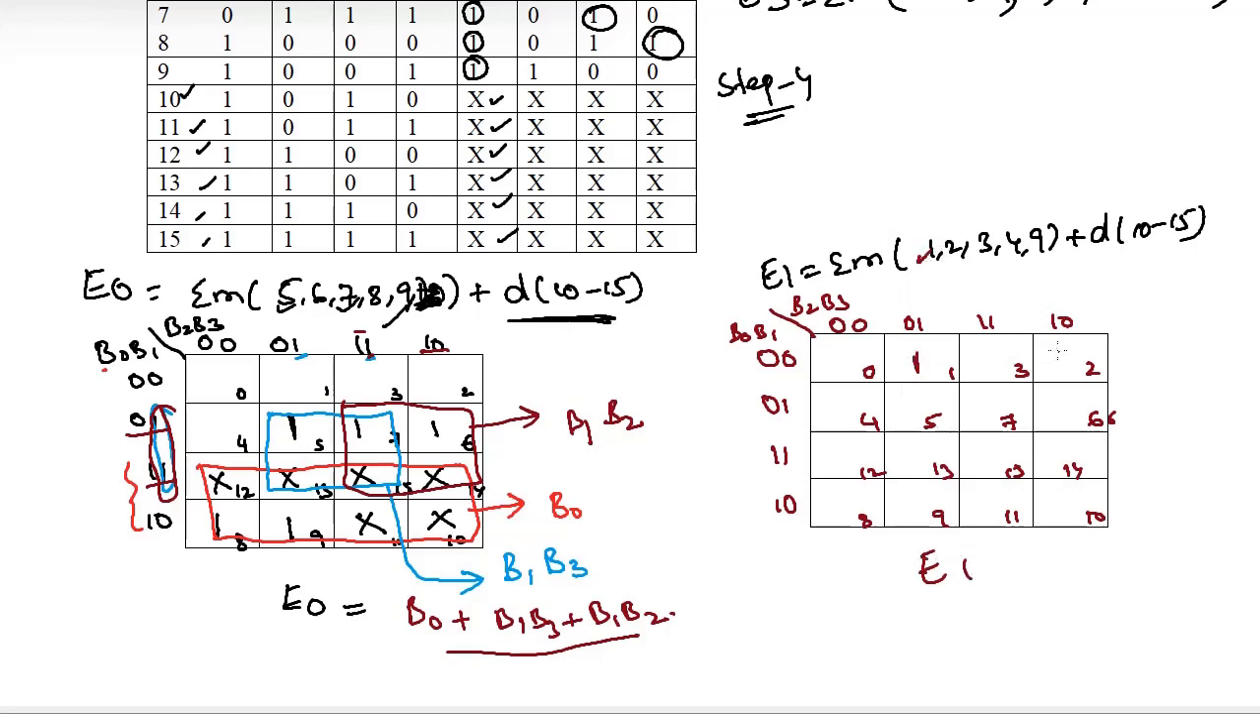So I am plotting the values as 1. First position 1, second position 1, third position 1, fourth position 1, and in the same way ninth position 1. Don't care conditions are the 10th position, 11th position, 12, 13, 14 and 15. These are the don't care conditions I got in the E1 mapping.